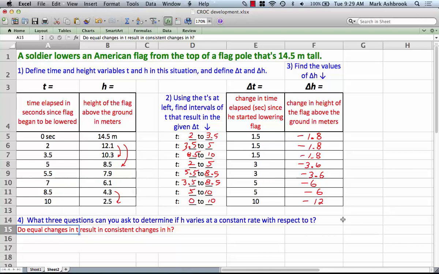Okay, so if we are assuming constant rate of change, then what is the constant rate? What is the constant rate of change? How can we calculate that?